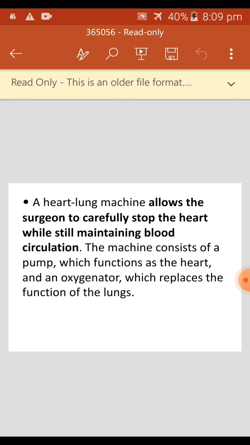The list: one is blood pumps, second is oxygenator, third is tubing system with various tubing diameters, fourth is blood filters with various functions, fifth is cardiotomy reservoir, sixth is cannulae and intracardiac suction tubes. The machine consists of a pump which functions as the heart and an oxygenator which replaces the function of the lungs.